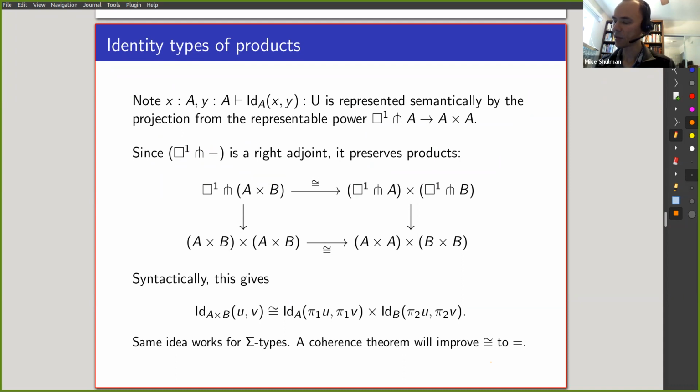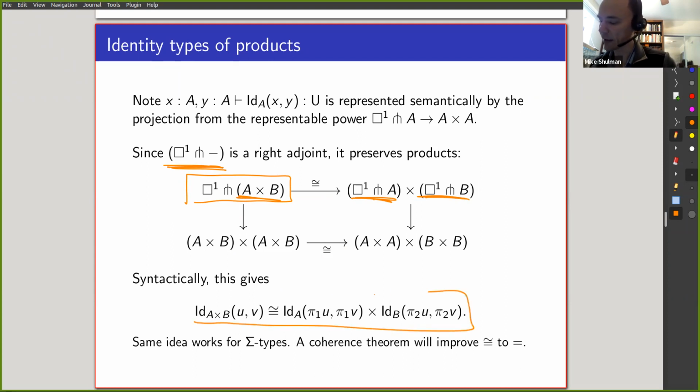Here I'll give the example of products, and then I'll postpone anything else till next time. The products are pretty easy to prove because this power operation is a right adjoint. It has some universal property on the right, and so it preserves categorical products. So the cubical power into A cross B is the same as the power into A cross the power into B. And then, if I put that over a rearranging of the product, that tells us that we have this rule for identity types of product types.